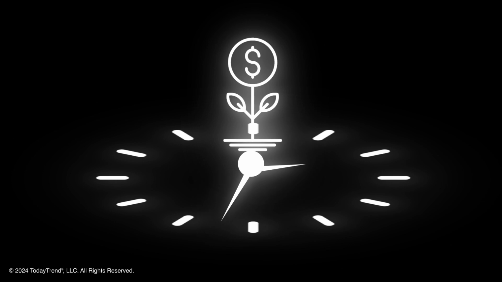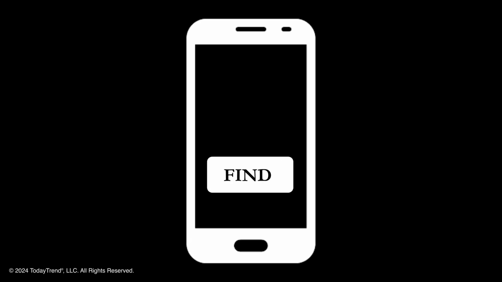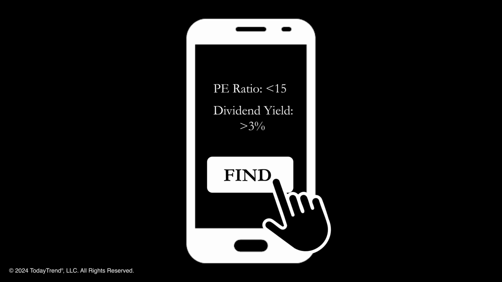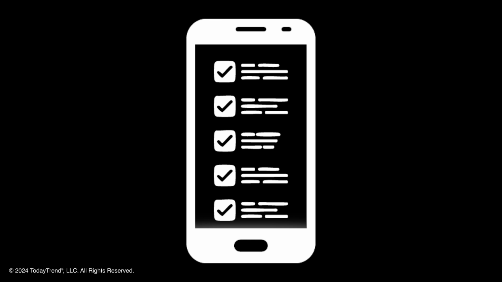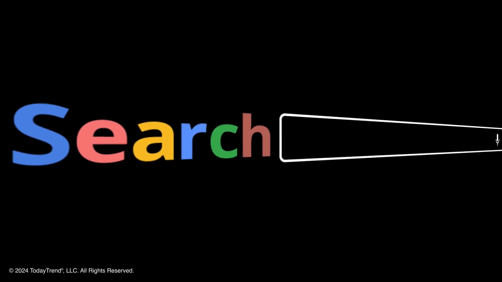Imagine you're looking for undervalued stocks with a PE ratio below 15 and a dividend yield above 3%. You'll use a stock screener to apply these filters and generate a list of stocks that match your criteria. Think of stock screeners like search engines for stocks. Just as search engines help you find information online, stock screeners help you find investment opportunities based on your preferences.